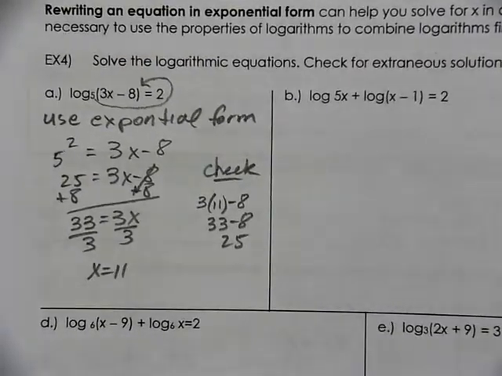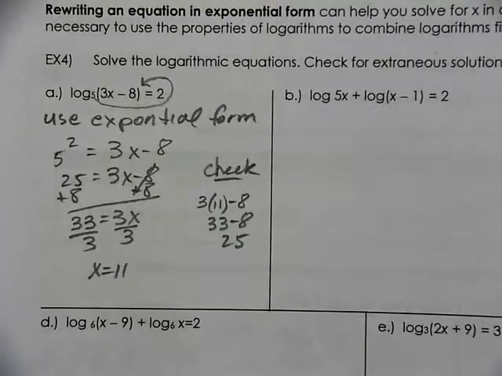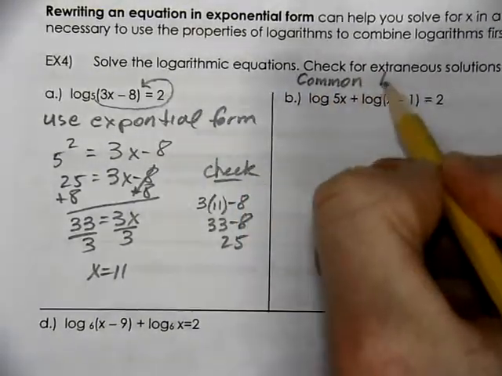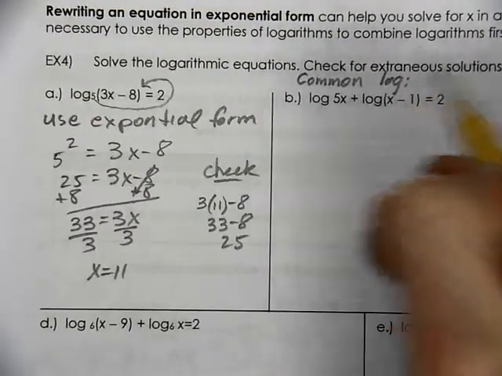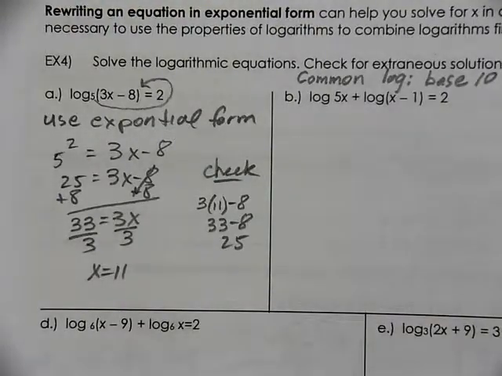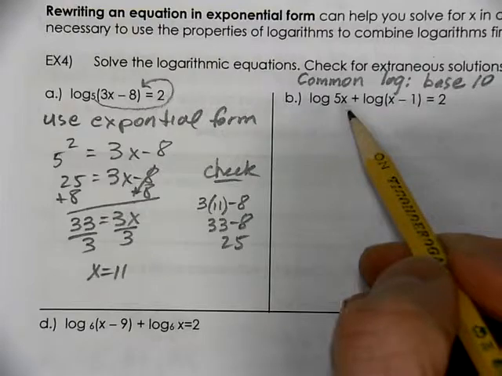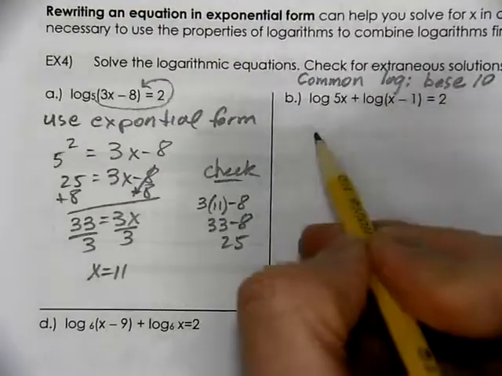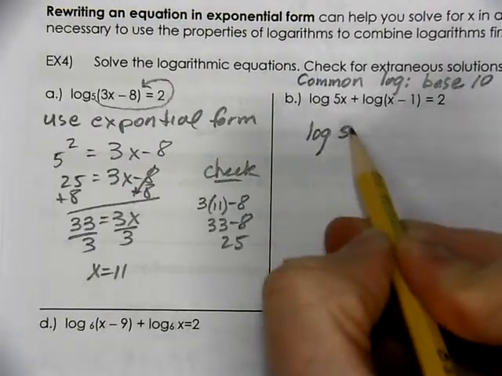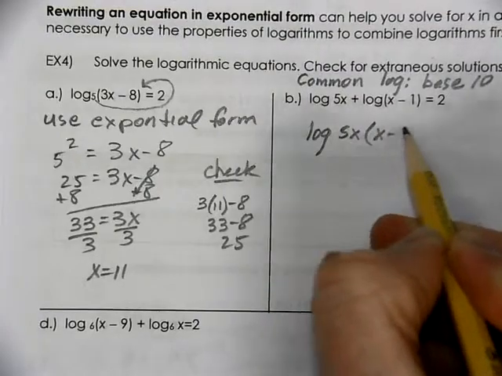Now the second one's a little tricky. It has 2 logarithms on the same side. We can't ignore those logs. Notice the base. The base doesn't have a number. That's called a common log. And that means base 10. So remember the properties when we learned about logarithms. If we're adding 2 logarithms together, we can write it as a single log and multiply what we're taking the logarithm of.